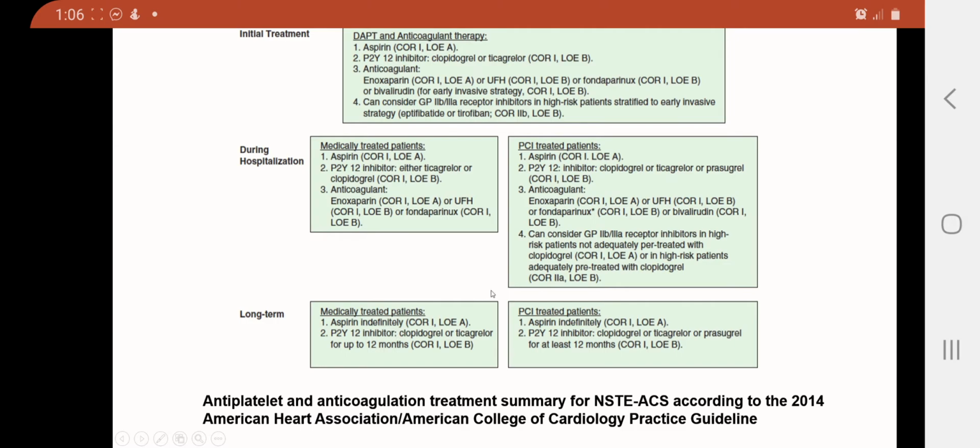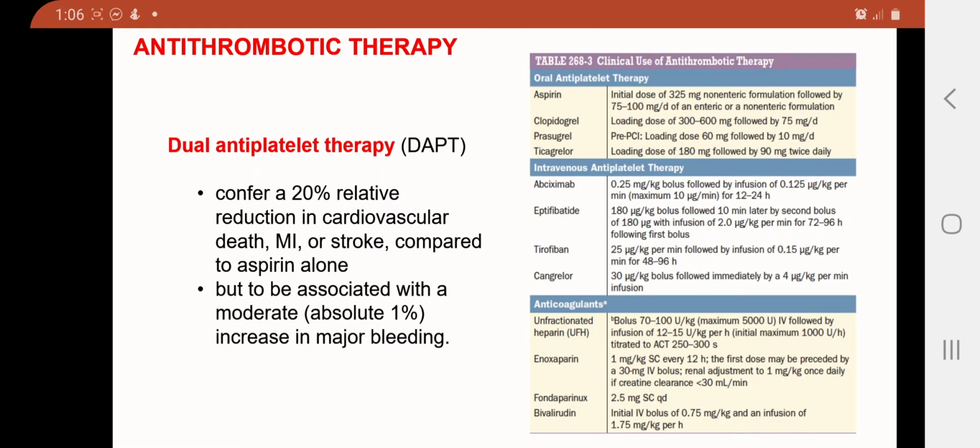For the long-term therapy, again, dual antiplatelet: aspirin and clopidogrel or ticagrelor. Same with those who underwent PCI. Dual antiplatelet therapy confers a 20% relative reduction in cardiovascular death, MI, or stroke compared to aspirin alone. But it is associated with a moderate increase in major bleeding, an increase of about 1%.